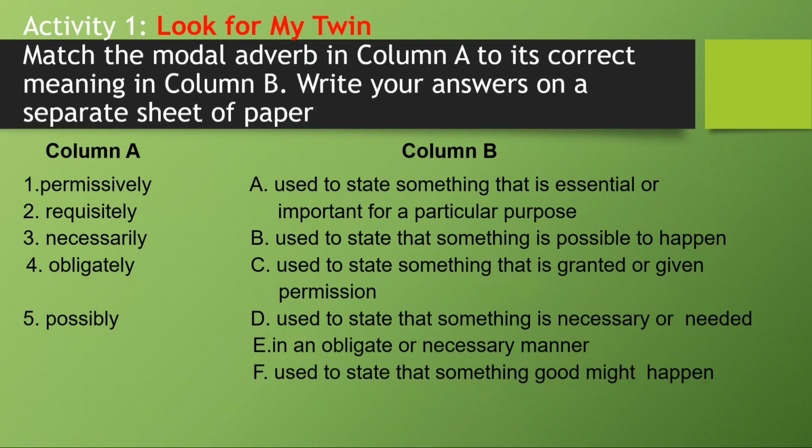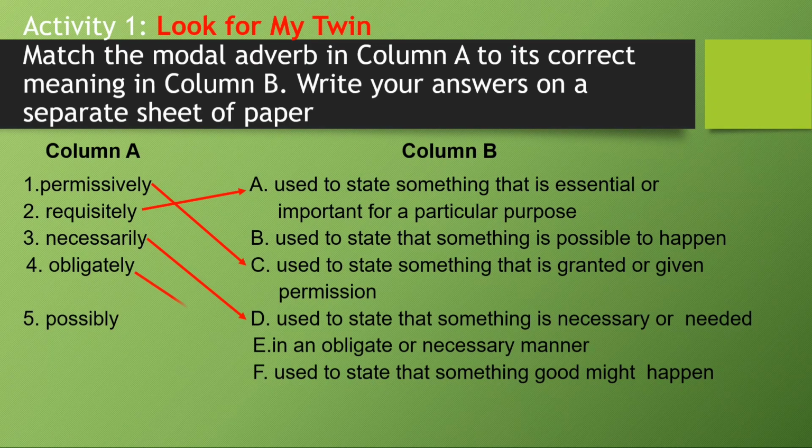Time is up. This time, let us check your answers. Number 1. Permissibly means letter C, used to state something that is granted or given permission. Number 2. Requisitely. The answer, letter A, used to state something that is essential or important for a particular purpose. Number 3. Necessarily. What is your answer? You're right. Letter D, used to state that something is necessary or needed.